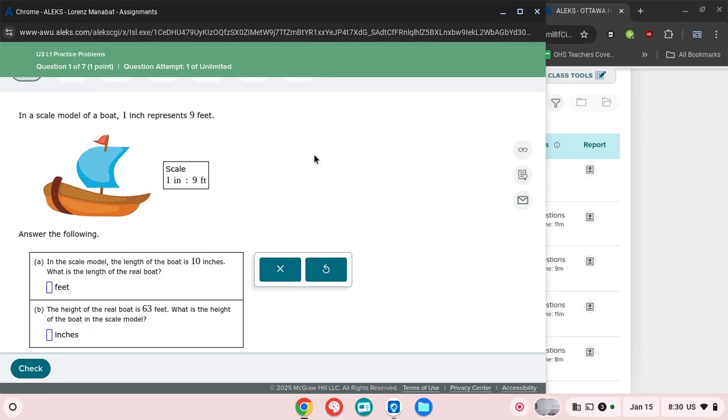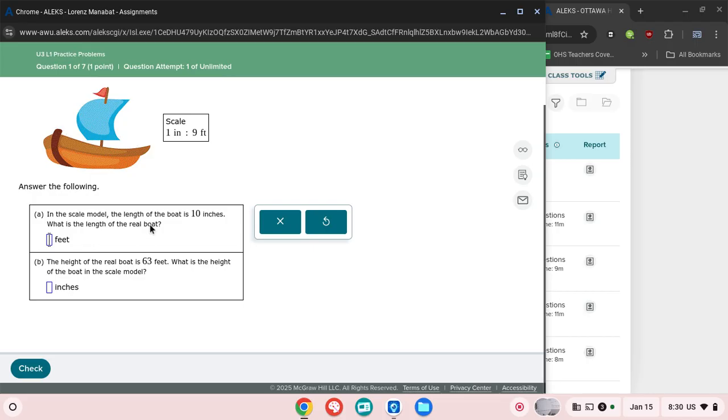It says right here, in a scale model of a boat, 1 inch represents 9 feet. In the scale model, the length of the boat is 10 inches. What is the length of the real boat? 90 feet, so you multiply by that scale factor. The height of the real boat is 63 feet. What is the height of the boat in the scale model? 7 inches, so you have to go the other way, from the big one to the smaller one. So this would be 7. Okay, we can check.